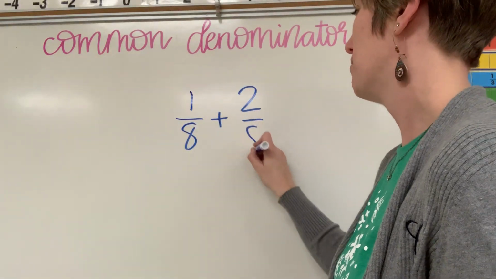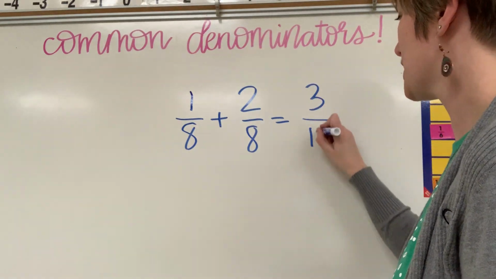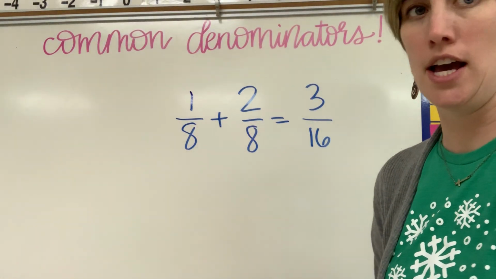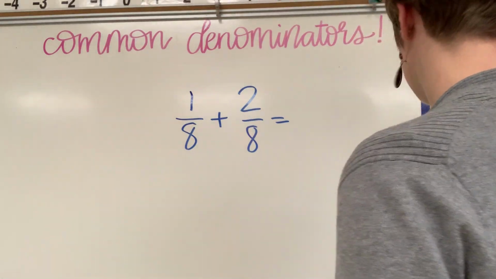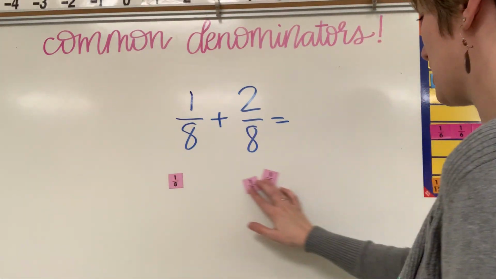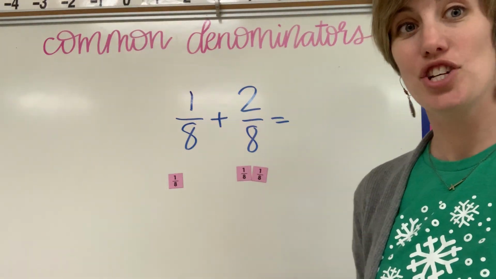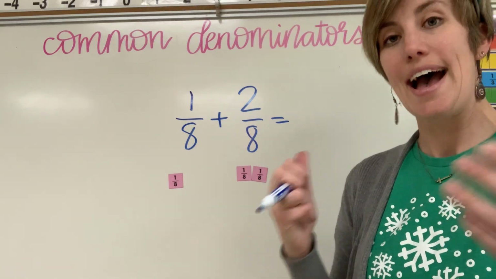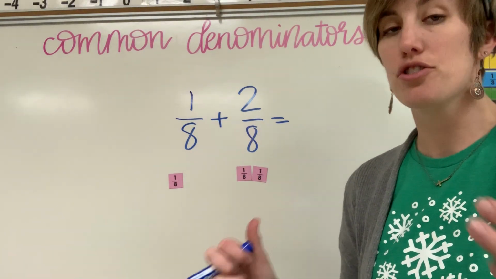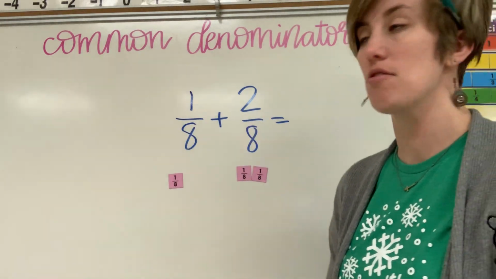1/8 plus 2/8 equals 3/16. No, not true. That is not true. When you have 1/8 here and 2/8 like this, you're not changing the denominator because this denominator is telling you how many pieces your pie, your strip, your number line is divided into. How many pieces do you have?